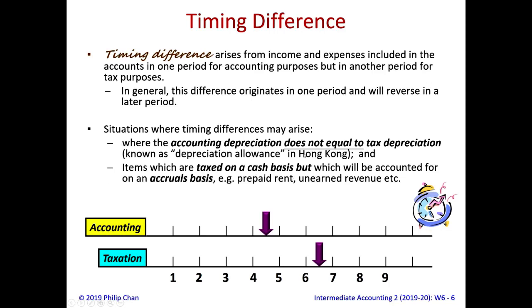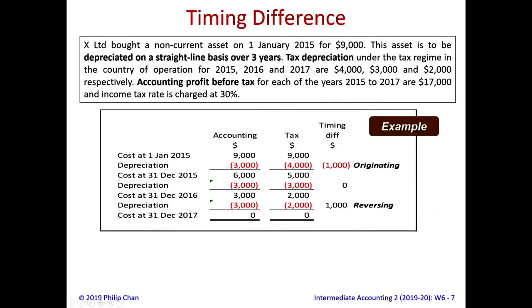Now I'm going to focus more on the PPE issues where accounting depreciation may be different from a tax one. Let's look at the example here. X Limited purchased a non-current asset, a PPE for instance, on 1st of January 2015 for 9,000. This asset is to be depreciated on a straight line basis over 3 years. So from accounting point of view, you use straight line, the useful life is 3 years.